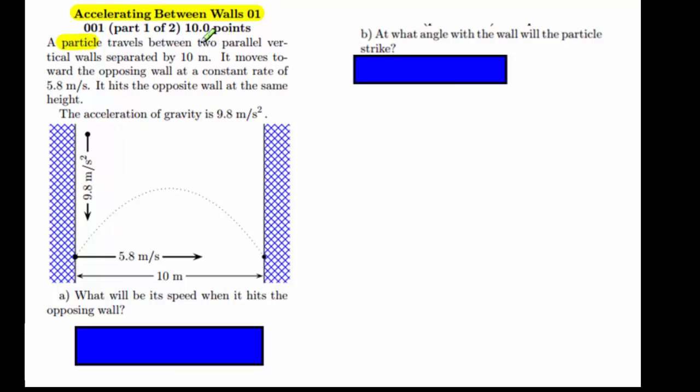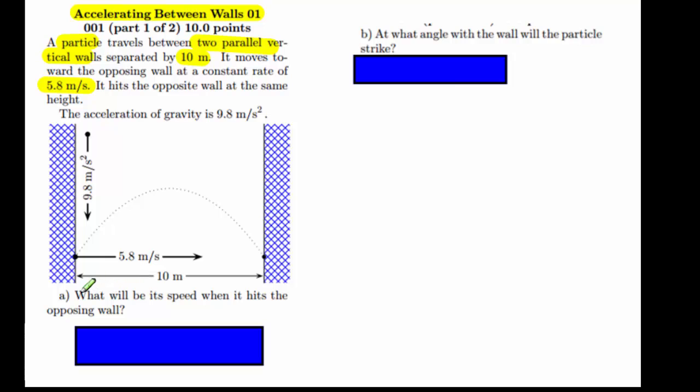It's going to travel between two parallel vertical walls. They're located 10 meters apart. It moves toward the opposing wall at a constant rate of 5.8 meters a second. So what that means is the horizontal velocity component of the velocity vector is going to be 5.8 constant. You have no acceleration along the horizontal.